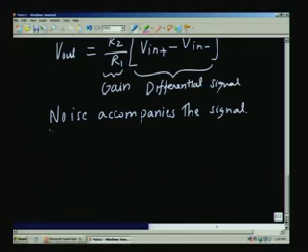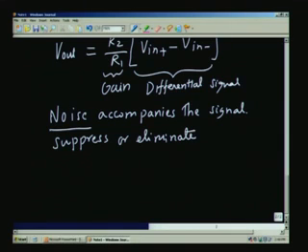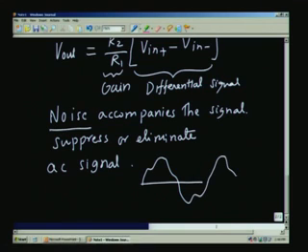Therefore, many times we have to suppress or eliminate this noise. I will take one or two simple examples only, because we do not have too much time. Suppose we have an amplifier which is amplifying an AC signal. You know that an AC signal consists of some kind of a periodic signal like this, and it will contain all different frequencies.